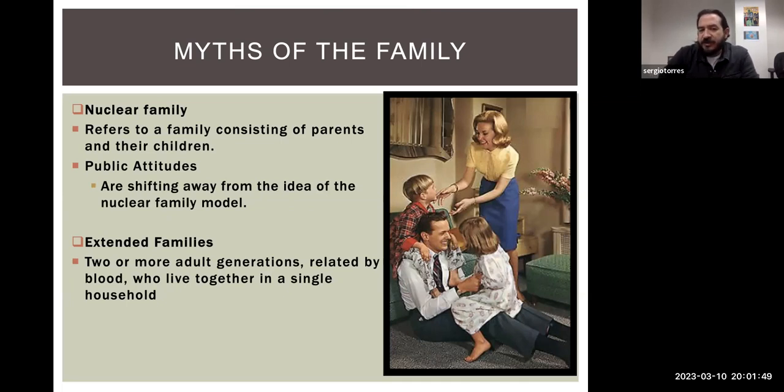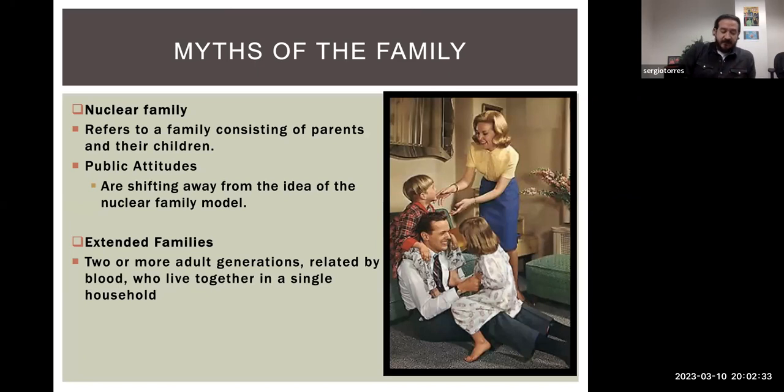Now, the book's going to argue that we're shifting away from this idea or this ideal, right? The nuclear family. I'd argue that we are, but I don't see this one going away. And if it does, it's not going to be anytime soon, not within our lifetimes for sure. This nuclear family model, this traditional family model, is just us. This is baked into our foundation, right? This is who we are, right? This is our go-to.